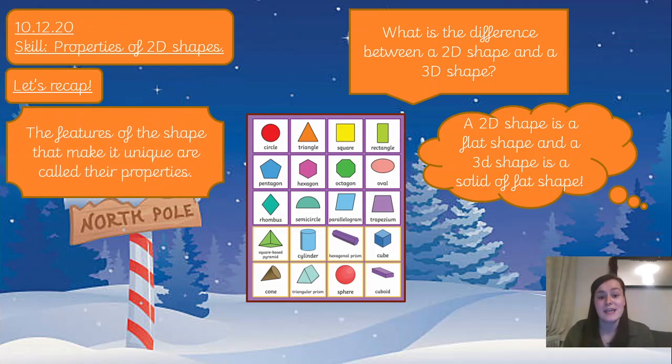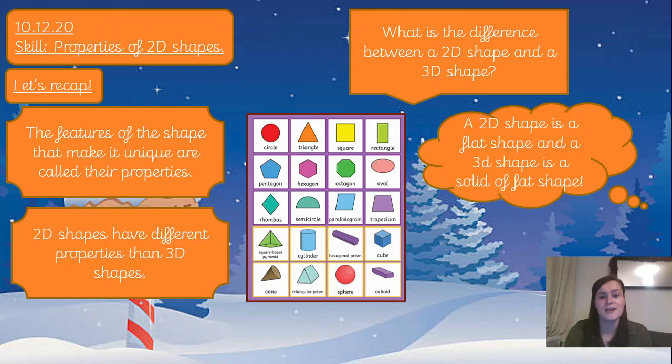So today we're going to have a look at the features of the shape that make it unique, and we call these features their properties. So in English, when we look at features of a narrative or features of a newspaper report, we talk about the things that make that genre different to any other genre. And similarly, that's what we're going to be doing in maths today. So we're going to be looking at the features that make one shape different to the other shapes. However, we are calling them properties in maths and we call them features in English.